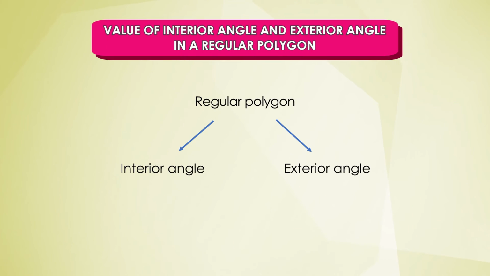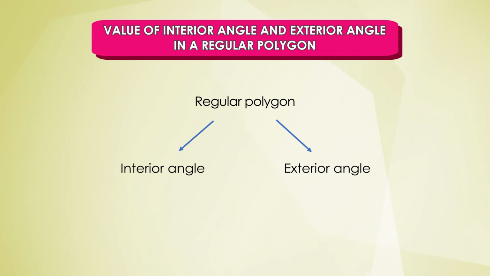Now let's look at finding the value of the interior and exterior angle of a regular polygon. Girls and boys, do you know what a regular polygon is? Yes, that's absolutely right. A regular polygon is a polygon with equal length of sides and all of its interior angles are of the same size. Because of this, the interior angles and the exterior angles of a regular polygon can easily be calculated.